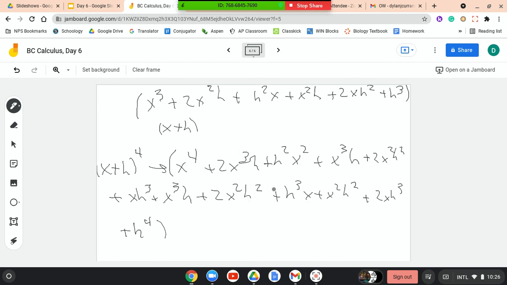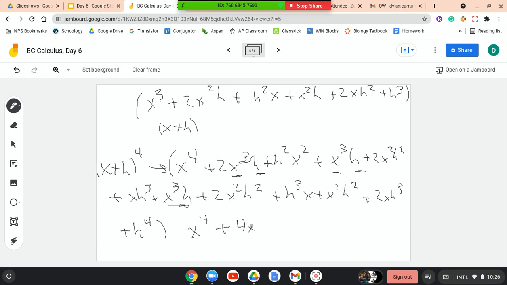All right. So you'll notice that there's some terms we can add together here. We have an x cubed h here and an x cubed h here. So if we have two x cubed h's here and one x cubed h here, then we could combine them to make 3x cubed h, right? Yeah. Awesome. And similarly, we have another x cubed h here, so that would actually be 4x cubed h, right?